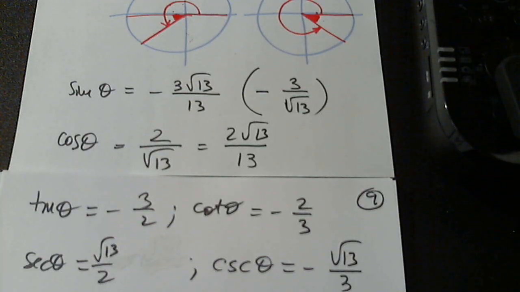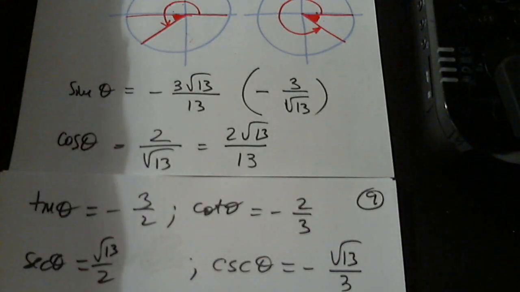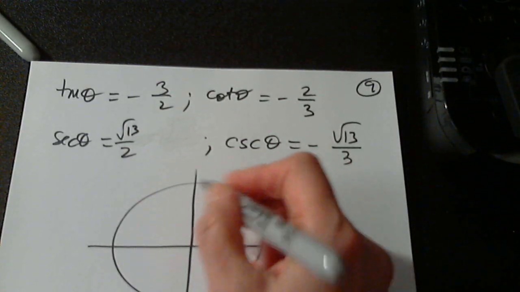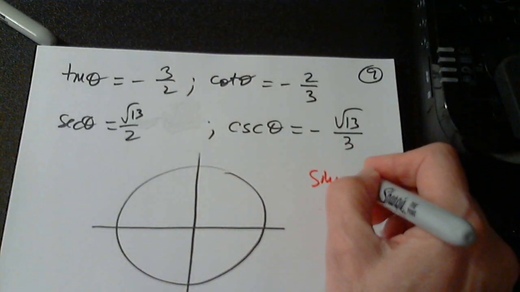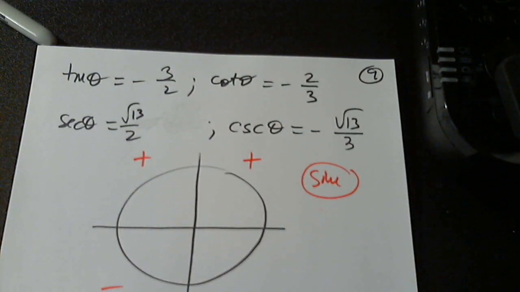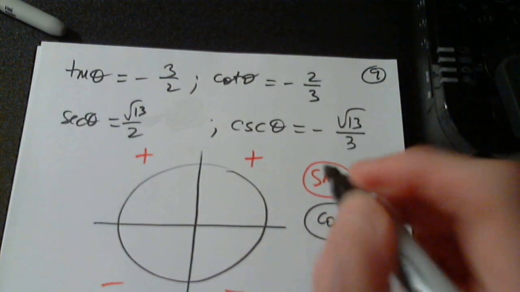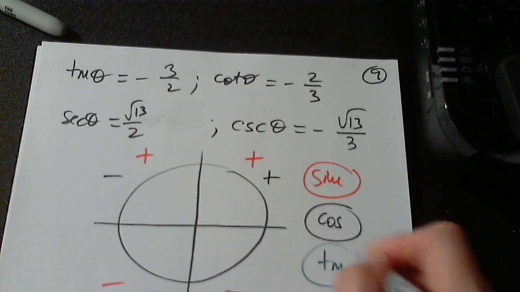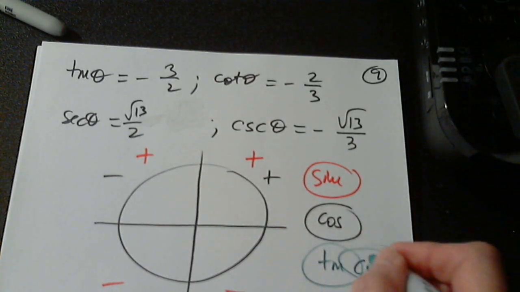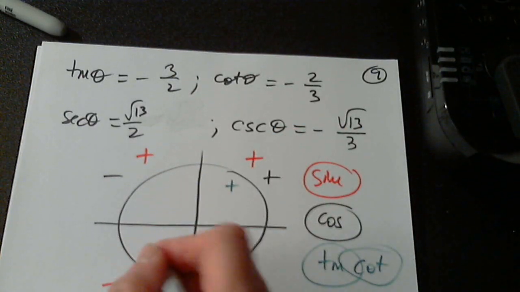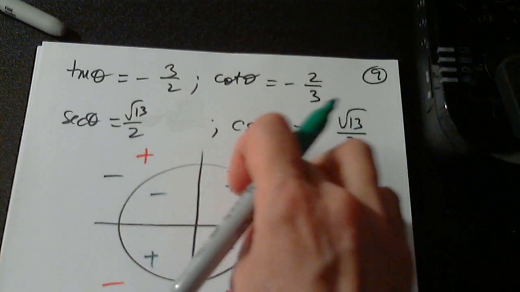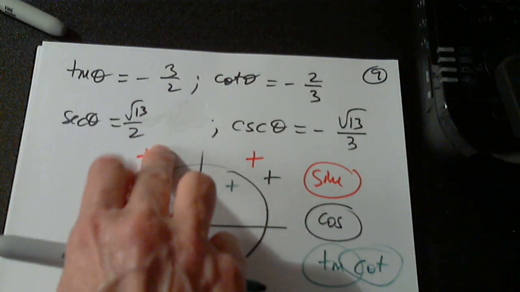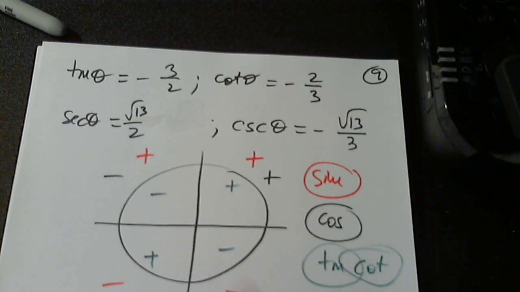So let's talk about that for a moment. I have sine in red: positive, positive, negative, negative. I have cosine in black: positive, positive, negative, negative. I have tangent and cotangent, both of them together: plus and minus, plus and plus, minus and minus. How come? Both positive, tangent and cotangent are positive. Both negative, tangent and cotangent are positive. One positive, one negative, tangent and cotangent are negative.